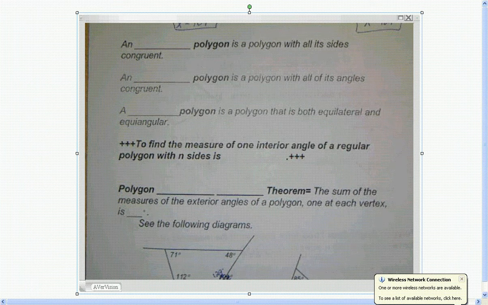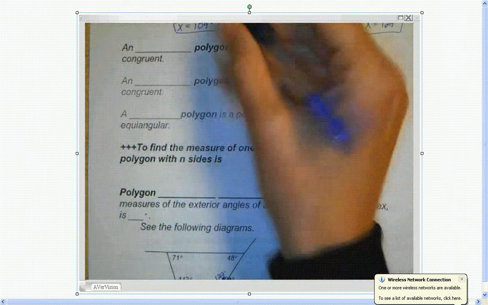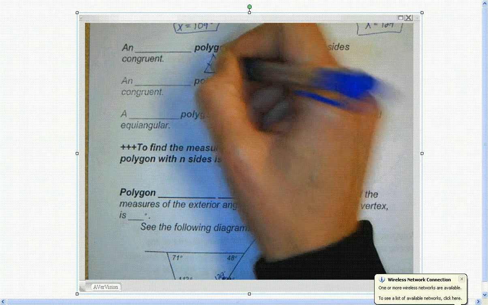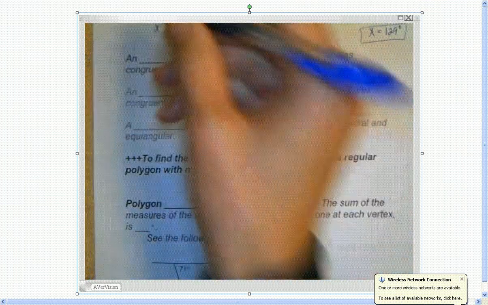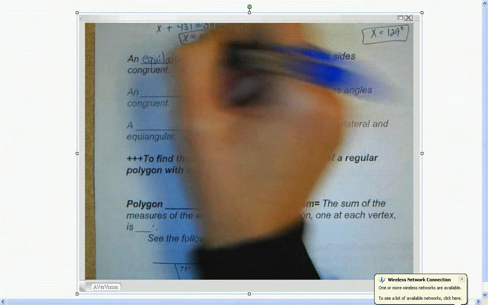Hi guys, now we're going to classify polygons a little bit more. We're going to actually do some definitions that are really critical for second semester. The first one is for a polygon with all of its sides congruent. So remember, when we have a triangle with that, what did we call it? Notice I marked it right away. An equilateral triangle. So we're going to call it an equilateral polygon.